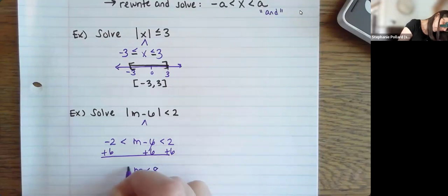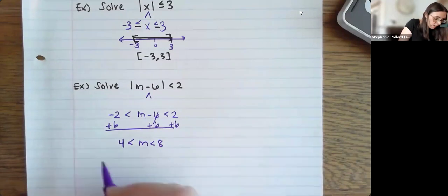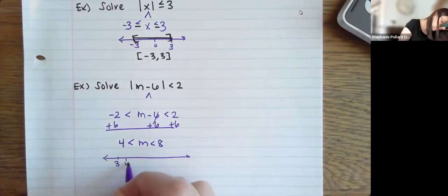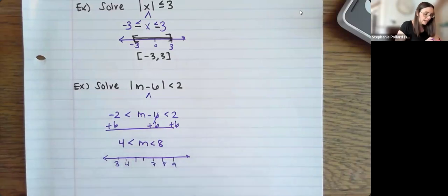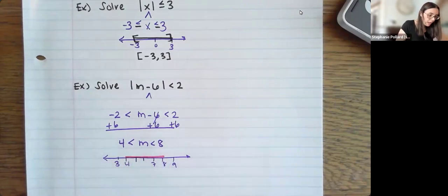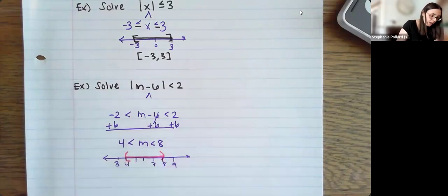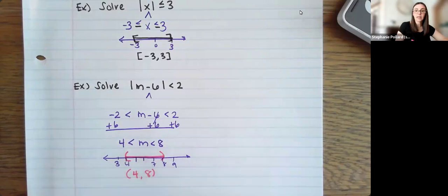I have an 8 on the right and a 4 on the left. So if I am graphing this, so let's see, 3, 4, 5, 6, 7, 8, 9. Again, I'm shading right in between those values. And there's no equal sign, so I would be using parentheses there. And the interval notation goes from 4 to 8, again, matching those symbols.